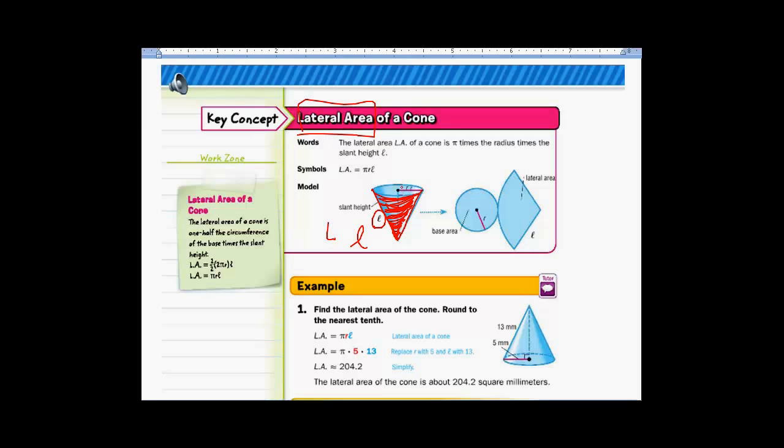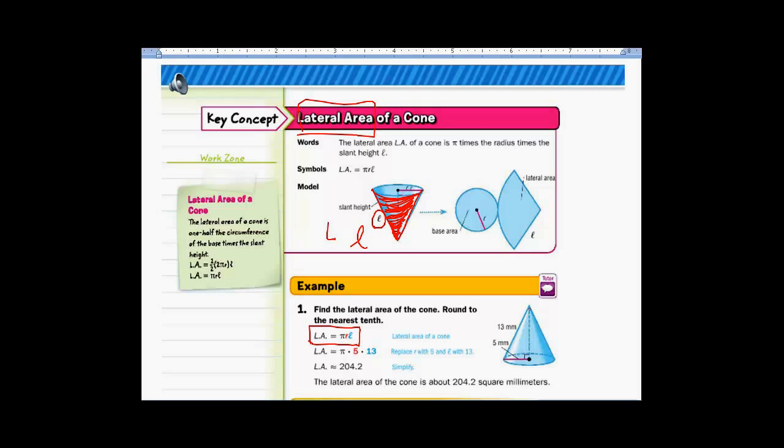All right, so let's talk about this, shall we? Find the lateral area of the cone, round to the nearest tenth. Our formula is pi r l, and that's something you need to memorize. Hopefully you can memorize it. If not, at least make sure you have it in your notes several times so you can refer back to it, and write down what these things mean. Obviously, pi means pi. R is radius. L is the slant height.